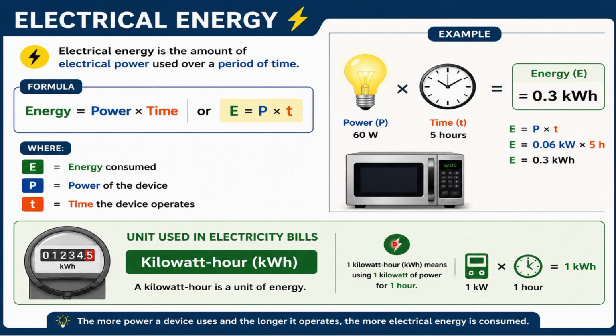So as you can see, 1 kilowatt hour means using 1 kilowatt of power for 1 hour. 1 kilowatt multiplied by 1 hour gives you 1 kilowatt hour. And again, the more power a device uses and the longer it operates, the more electrical energy it consumes.